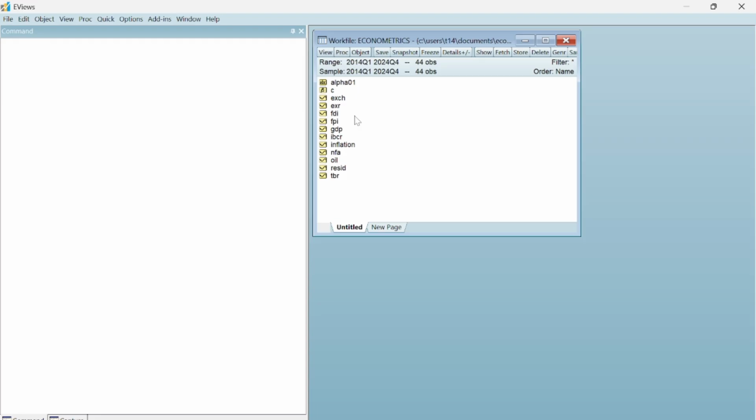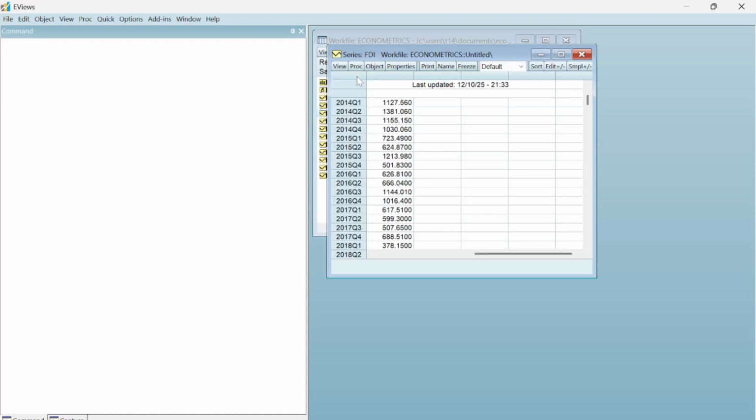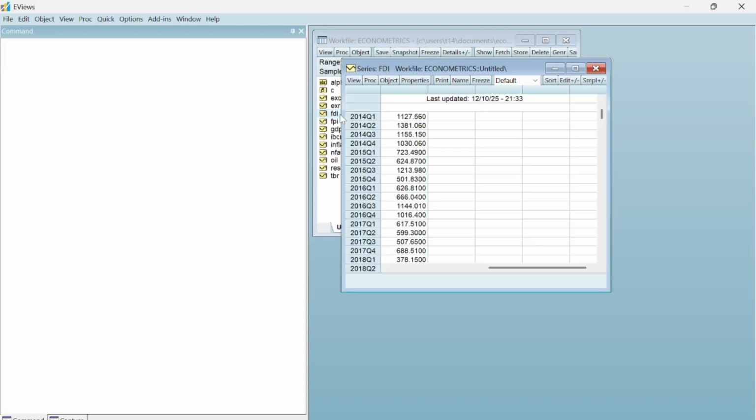I will show you simply how you do it on EViews, get your results, and then report it when writing your research paper, or when you want to use it for your analysis or your thesis. So for example, let's use FDI, that is foreign direct investment. What you do is click on the FDI after importing your data, which I've already taught. If you don't know how to import data, you can check our previous videos on this channel.